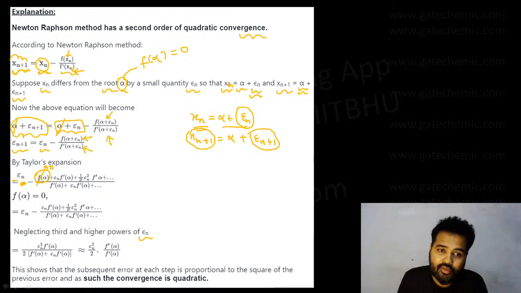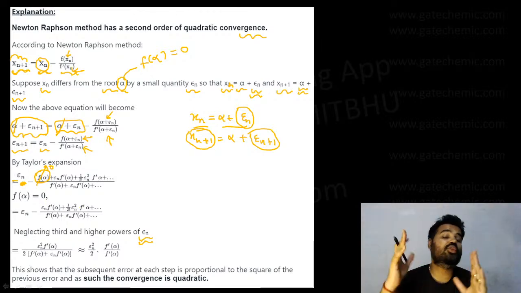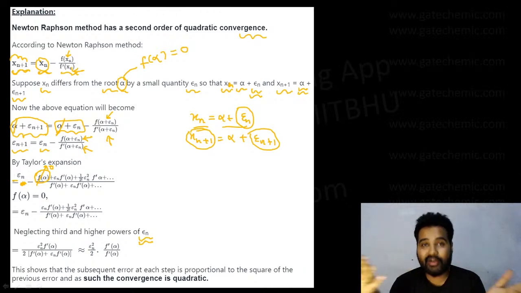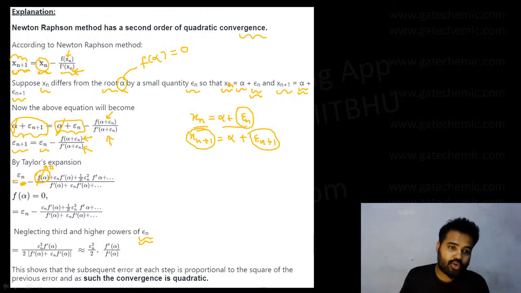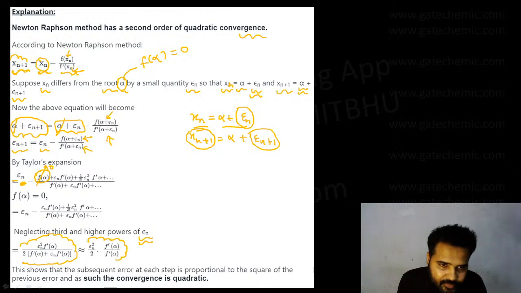Neglecting higher power of epsilon. Why am I going to neglect? Because error is already a very small value. So a small value squared is also very small, cube is also very small. So I am going to take just the starting terms. After that, this is your equation. This is your equation, and it can be written like this.